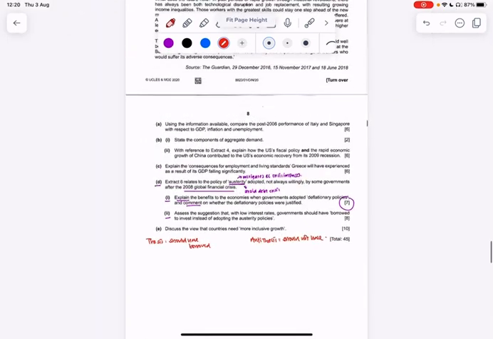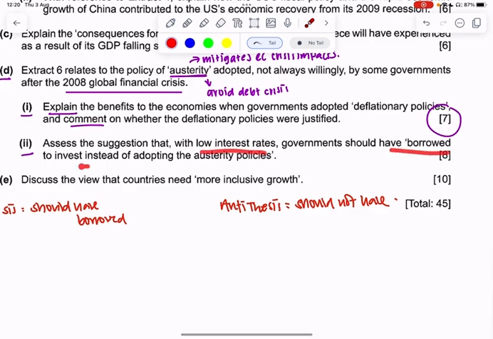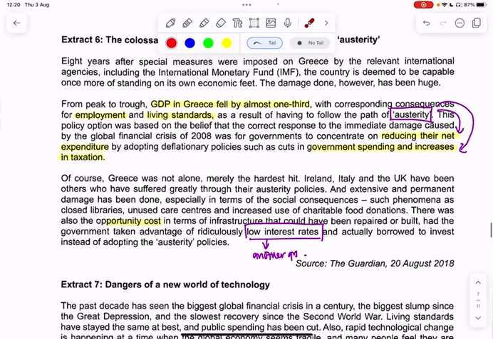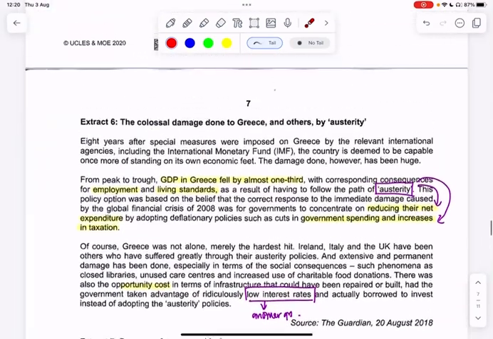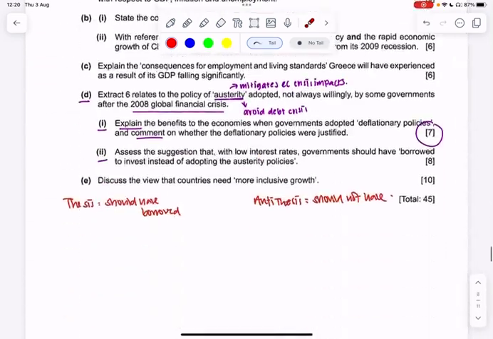So let's look back. We realized just now that we saw something about the low interest rates and the borrowing to invest. It was already mentioned in the extract. So I'll give you 10 seconds. Maybe you look through the extract again and you see if you can come up with any points for discussion. Okay, so the 10 seconds is about up. So now let's look at the question.